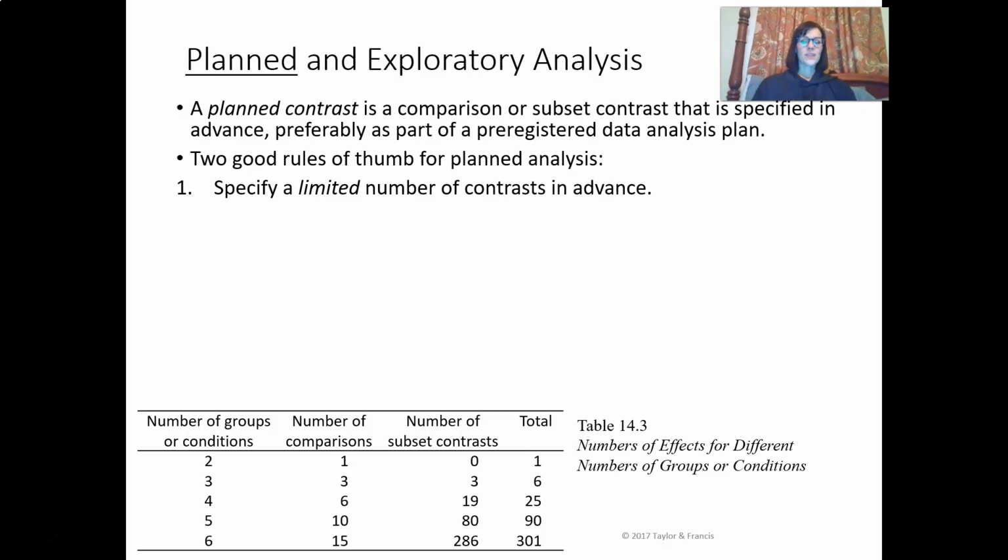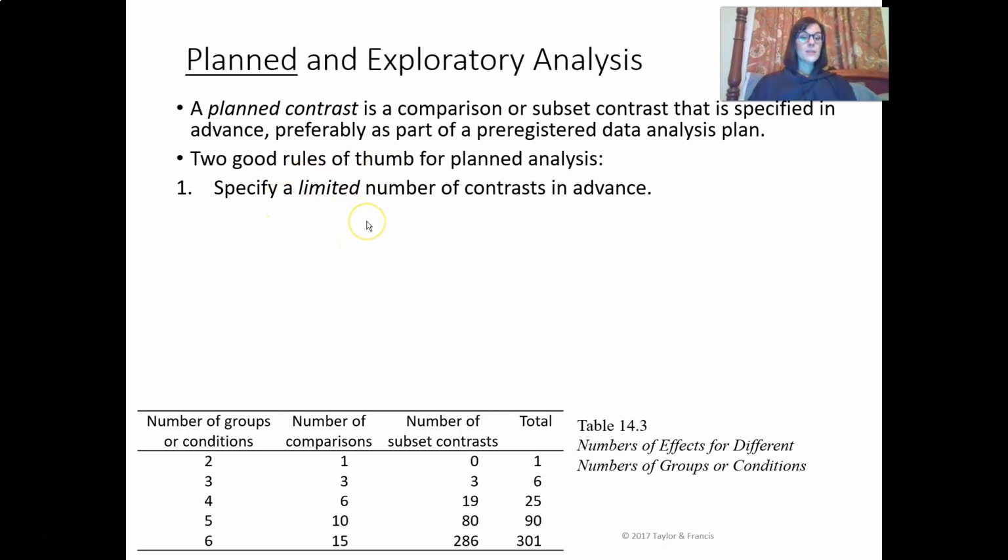And here's why. A planned contrast is basically a comparison or a subset contrast, it could be either one, that you specify in advance. Ideally, you should be doing this as a pre-registered data analysis plan. Remember, we're still on the side of open science here. We want that. So here are 2 good rules of thumb for a planned analysis.